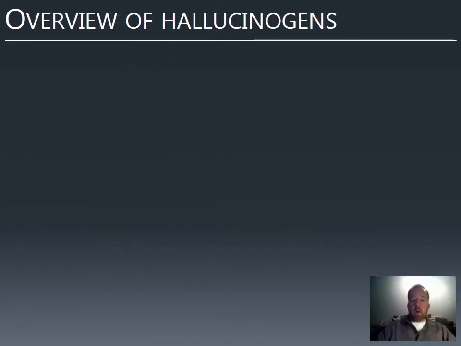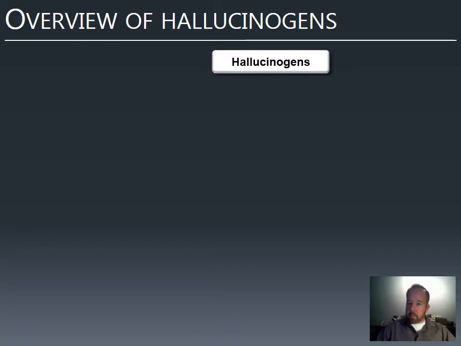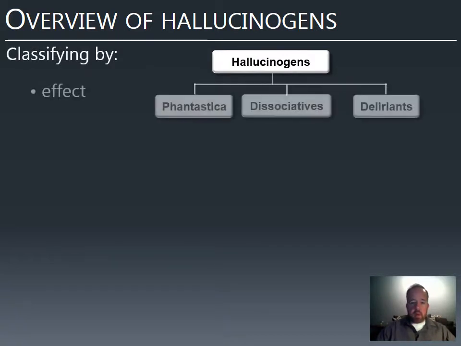And with that, we'll go over an overview here. So this is our classification scheme. So this week is about the hallucinogens. So how do we classify them? There are a lot of different compounds. First we can classify them by the effect they have. And all the hallucinogens, to some degree, distort perception of or access to a reality.